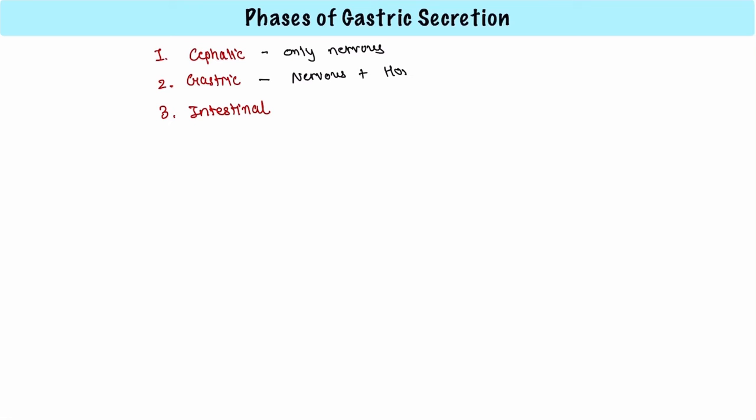Now let's talk about phases of gastric secretion. There are three phases. First is cephalic phase, second is gastric phase, and third is intestinal phase. Cephalic phase is only nervous. Gastric phase is nervous plus hormonal, and intestinal phase is mostly hormonal.